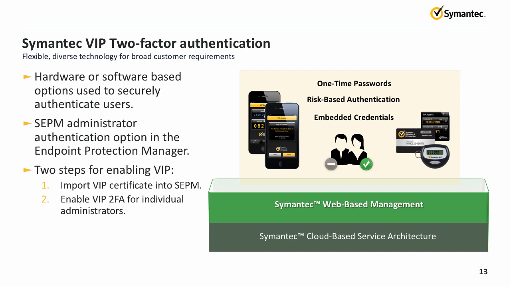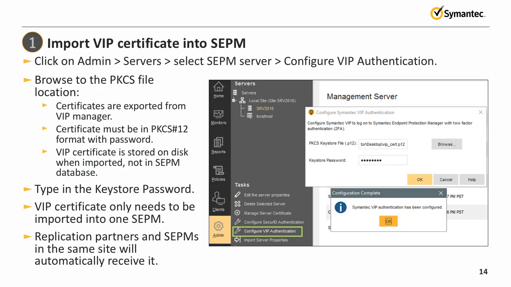On the SEPM side, there are two principal steps required to enable VIP authentication. First, import a VIP certificate into SEPM, and second, enable VIP two-factor authentication for individual administrators. The first step is to import a PKCS certificate into SEPM. In SEP Manager, navigate to Admin, Servers, select the SEPM server, configure VIP authentication.